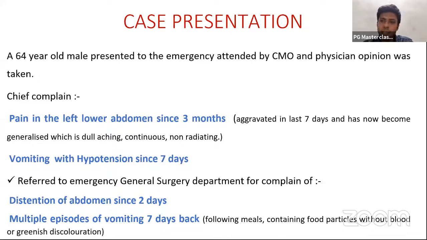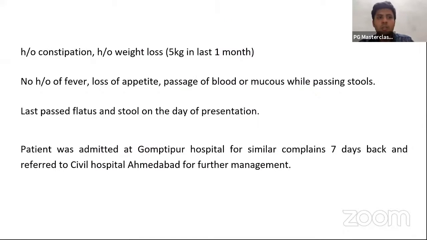So this patient was admitted under the medicine department, and on the next day the patient was referred to the general surgery department for complaint of pain in the left lower abdomen with associated distension since 2 days. The patient had multiple episodes of vomiting 7 days back following meals, containing food particles without blood or greenish discoloration. There is history of constipation and weight loss.